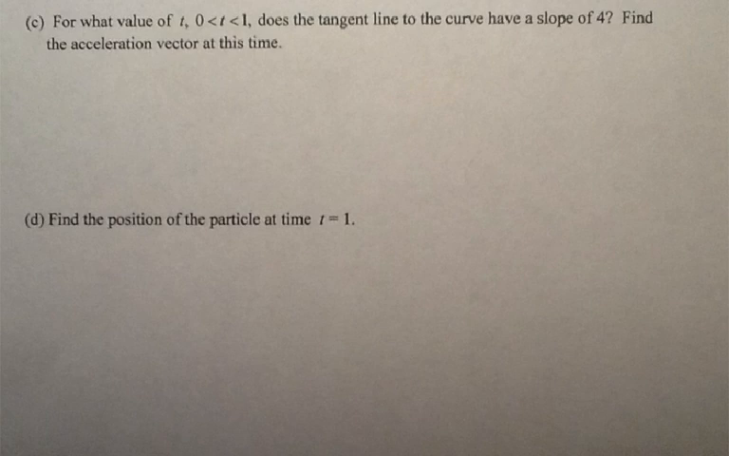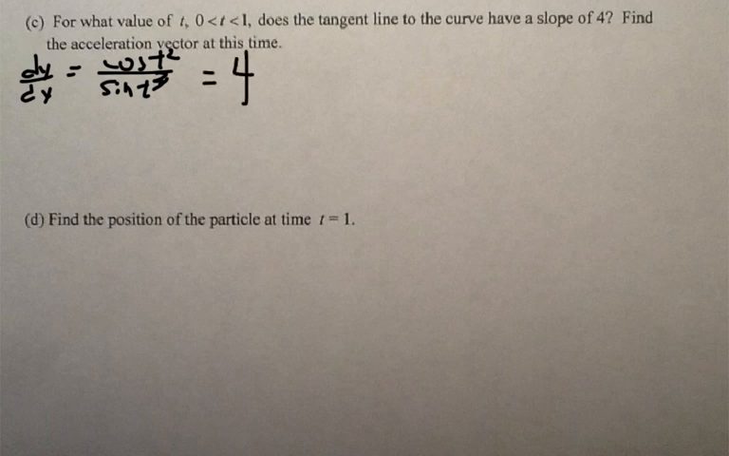Okay, so we know that the slope, dy/dx, is equal to the cosine of t squared over the sine of t cubed. We established that in part A. We're going to set that equal to 4, and we want to know when does that happen. Well, this is a calculator problem. We're not going to solve this algebraically. You're going to take cosine of t squared over sine of t cubed using proper parentheses and put that in your calculator into y1.